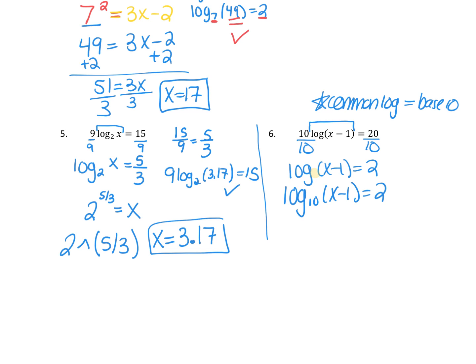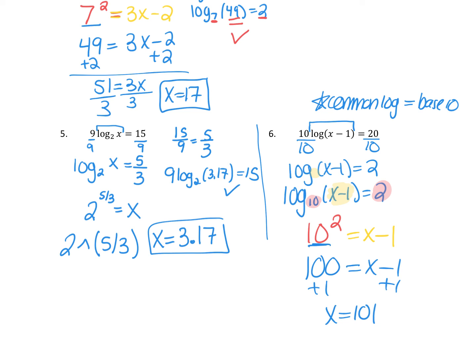So now I can take my base, which is 10, to the exponent of 2, and set it equal to x minus 1. So again, that first step is to change 10 squared to be 100. And then I'll get a final answer of 101.